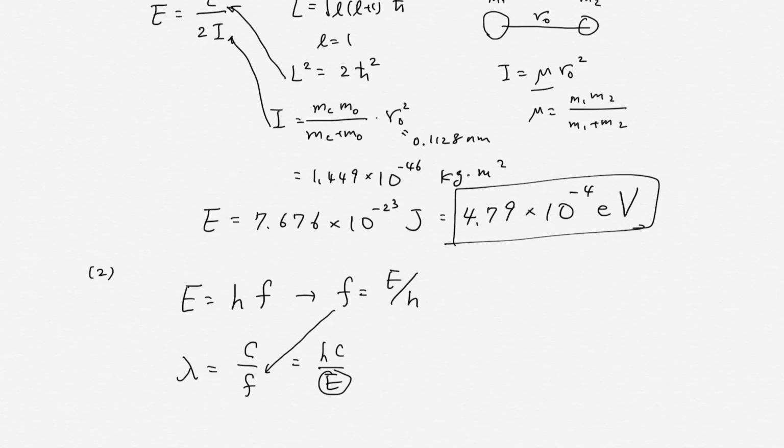For E, you can substitute this energy. Then h is the Planck constant and c is the speed of light. Then I will just show you the answer: 2.59 millimeters. This is the wavelength of the emitted photons. This is the answer to these questions.